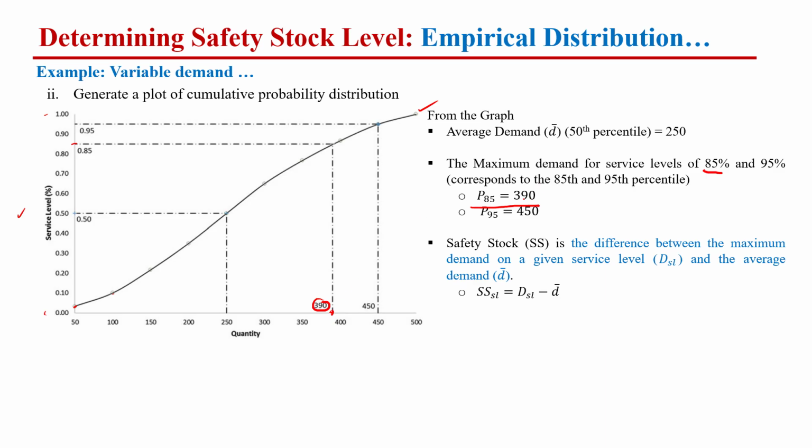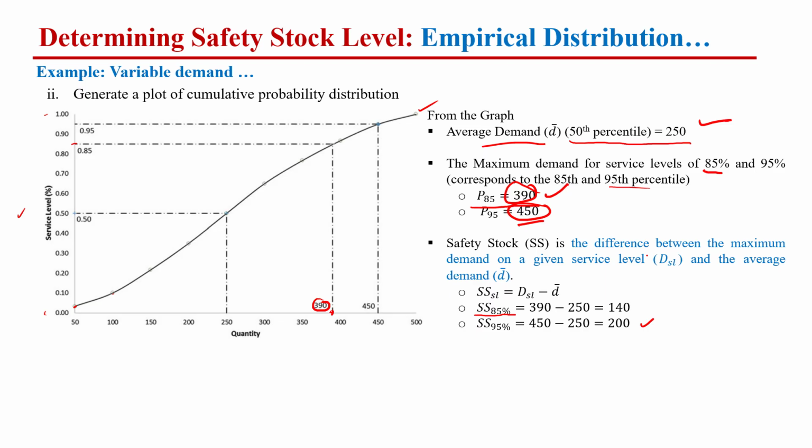So that means at least 85% of customer demand is going to be fulfilled when the quantity is 390. Same is the case, we can find out the percentile against 95%. So this is 95%, and if we draw this, it is 450. In order to calculate the safety stock, we will subtract this value from the average demand. And how can we calculate the average demand? That is going to be against the 50th percentile, which is the average point, which is 250. So 390 minus 250 is going to be the safety stock against 85% service level, whereas 450 minus 250 is going to be 200 against the 95% service level.